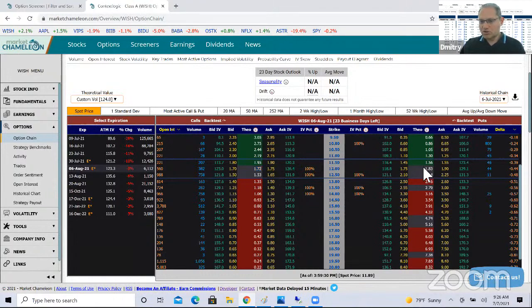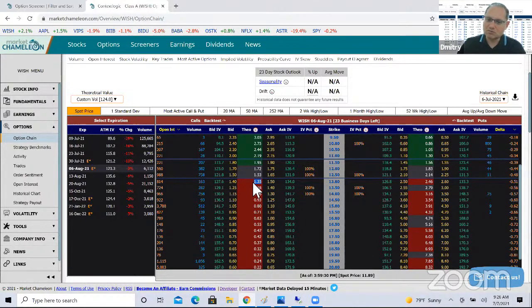Same thing for the put. Theoretical value is 183. That's between the 175 and 190, so I'm right in between, right in between the at-the-money bid and ask. So what would this option be worth if we ran 124 implied vol?